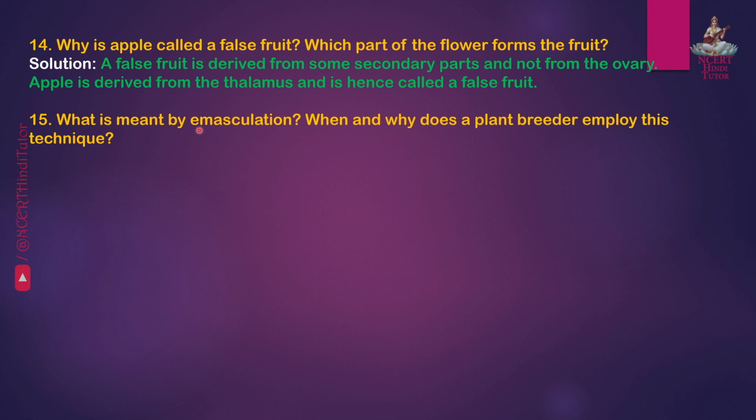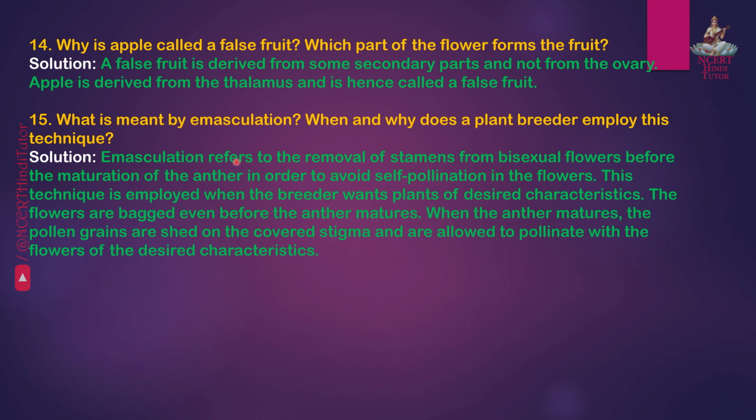Question 15. What is meant by emasculation? When and why does a plant breeder employ this technique? Answer. Emasculation refers to the removal of stamens from bisexual flowers before the maturation of the anther in order to avoid self-pollination in the flowers. This technique is employed when the breeder wants plants of desired characteristics. The flowers are bagged even before the anthers mature. When the anther matures, the pollen grains are shed on the covered stigma and are allowed to pollinate with the flowers of the desired characteristics.